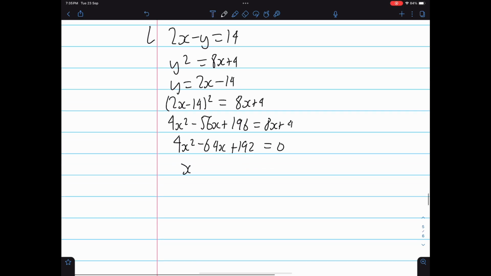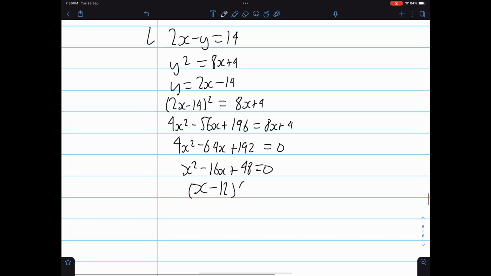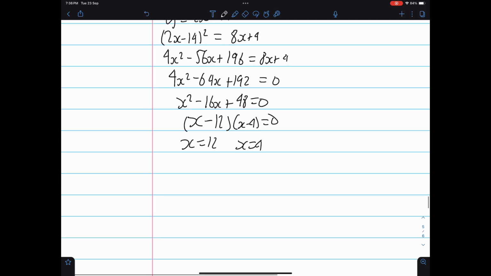So that's x squared minus 16x plus 48 equals 0. That's (x minus 8)... Oh, no. That's (x minus 12)(x minus 4). x equals 12 or x equals 4? Hang on, no, not quite. No, yeah, that's right, yep.